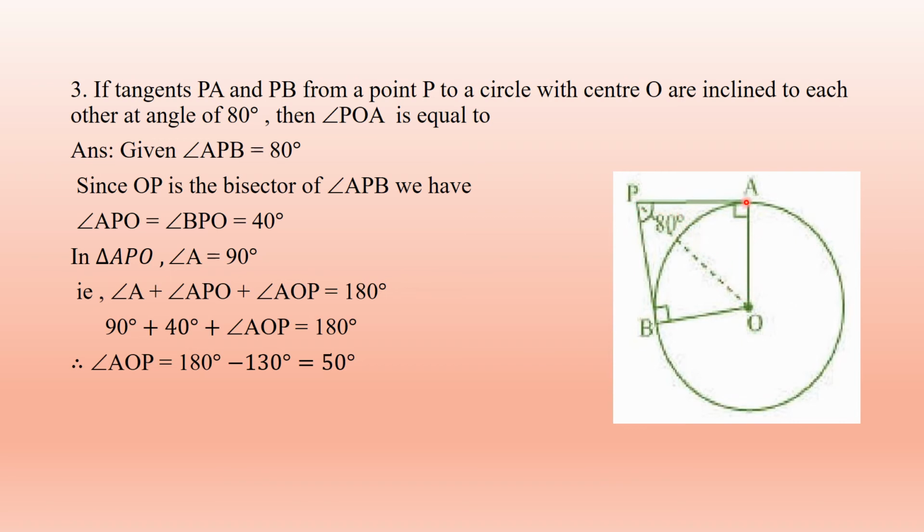Take the triangle PAO where angle A is equal to 90 degrees. Using angle sum property, we can write angle A plus angle APO plus angle POA is 180 degrees. That is 90 degrees plus 40 degrees plus angle AOP is equal to 180 degrees. Therefore, angle AOP is equal to 180 degrees minus 130 degrees, which is 50 degrees.